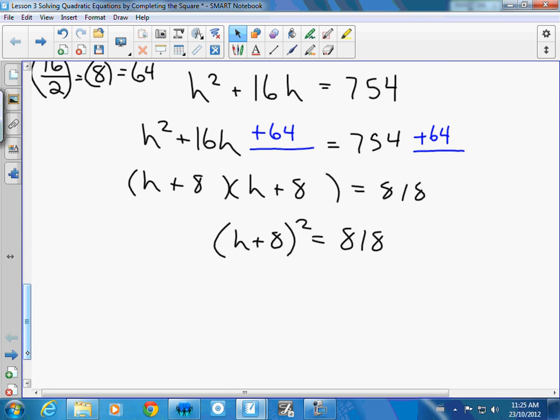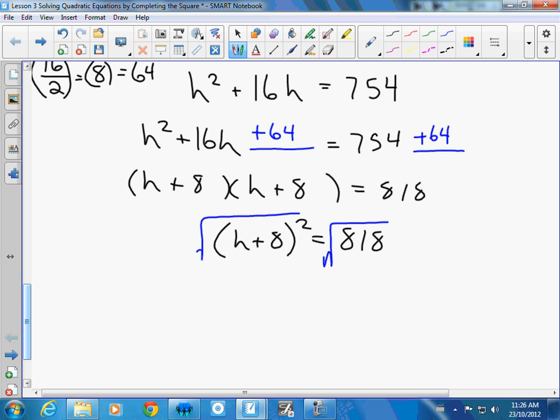How do I solve for h right down here? What do I do? Do I take the square root of the left and the right-hand side? What's the opposite of squaring something? Square root. Okay, so I'm going to take the square root of this side and the square root of this side. Well, that's not that bad. What's the square root of (h plus 8) squared? h plus 8, right? It's whatever is in the bottom part.